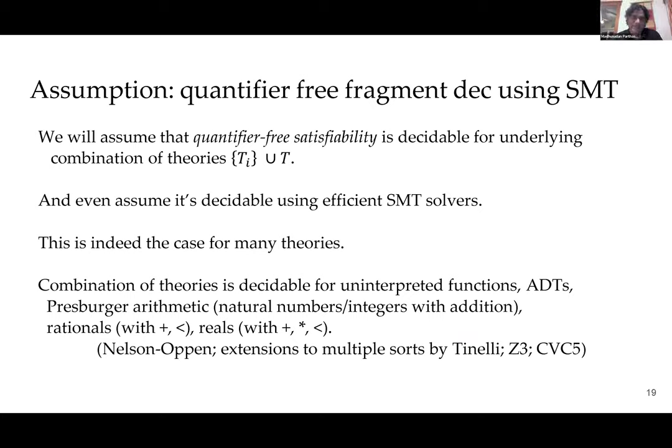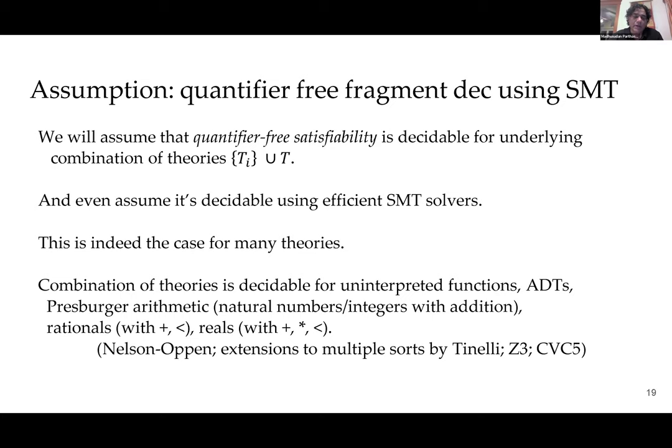I want to move on from that subtlety and more towards what we can do, which is what the tutorial is about. We are going to assume that the quantifier-free fragments are decidable using SMT. So we want to deal with the complexity that quantification causes. So the quantifier-free satisfiability is actually decidable, is what we'll assume. If you take the underlying theories, the quantifier-free theory is assumed to be decidable.